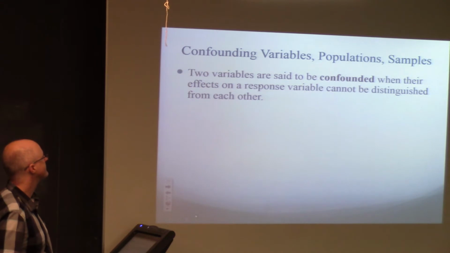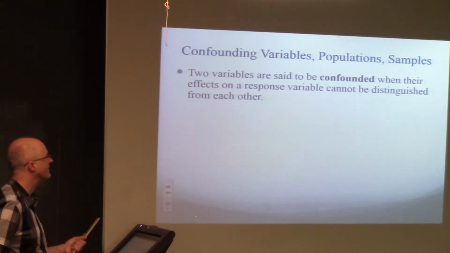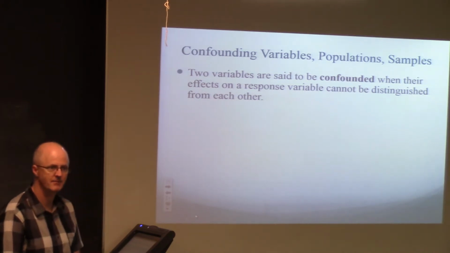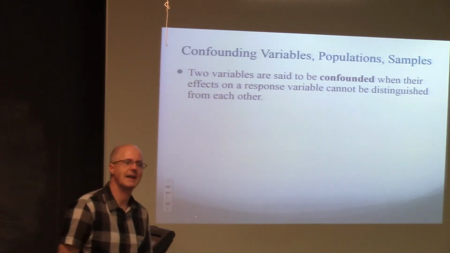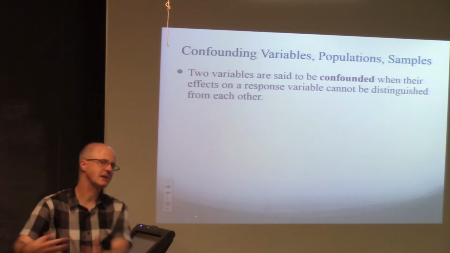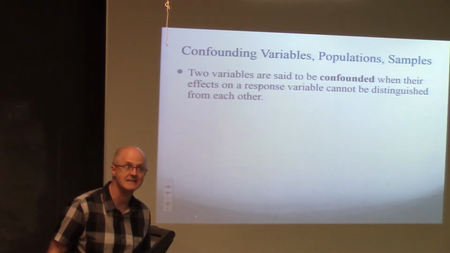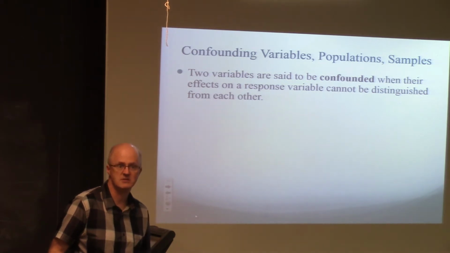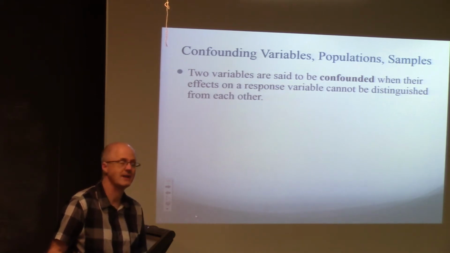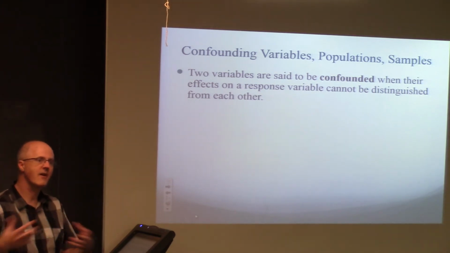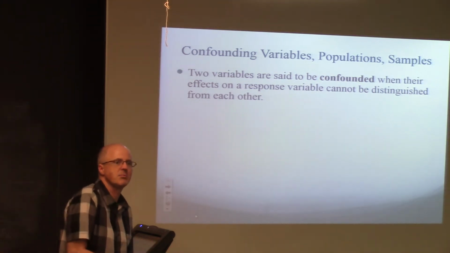More terminology. Two variables are said to be confounded when their effects on a response variable can't be distinguished from each other. People who get lung cancer, is it caused by their smoking? Or is it caused by their age? Or their diet? Or their exercise patterns? Or even their genes? Doctors often think genes can cause cancer. Do they cause lung cancer? I don't know, I'm not an expert. It's a possibility. That can be a factor. All those variables could conceivably cause cancer.